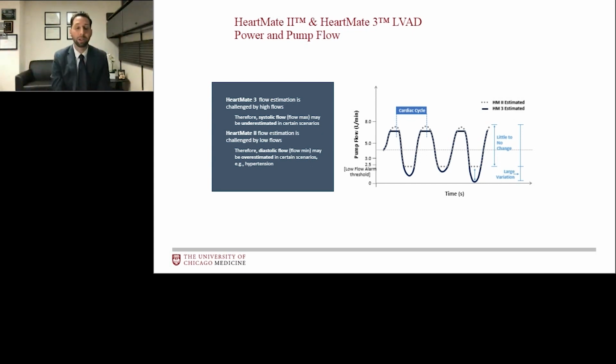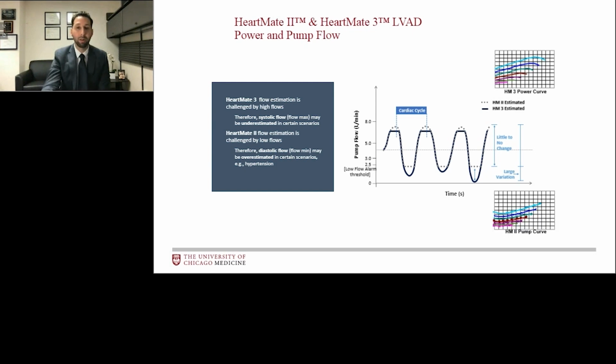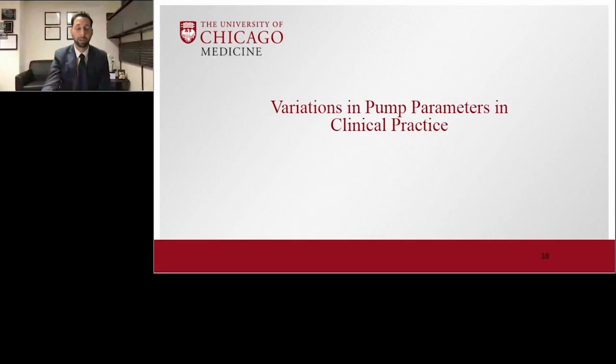So just to quickly summarize, the HeartMate 2 is going to underestimate low flows. The HeartMate 3 is going to nicely pick up on low flow events. And again, this is related to power versus flow relationships of the HeartMate 3 versus the HeartMate 2.